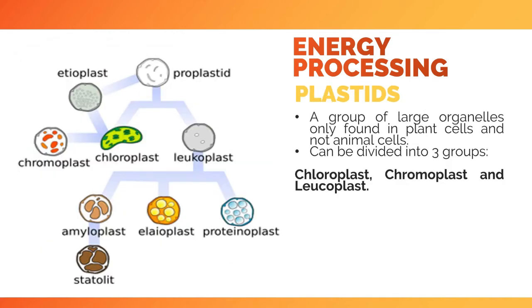Next one is we have what we call plastids. So just like mitochondria, plastids are the basis for the endosymbiotic theory. So plastids is a group of large organelles only found in plant cells and not in animal cells. It can be divided into three groups. We have what they call chloroplasts, chromoplasts, and leucoplasts.